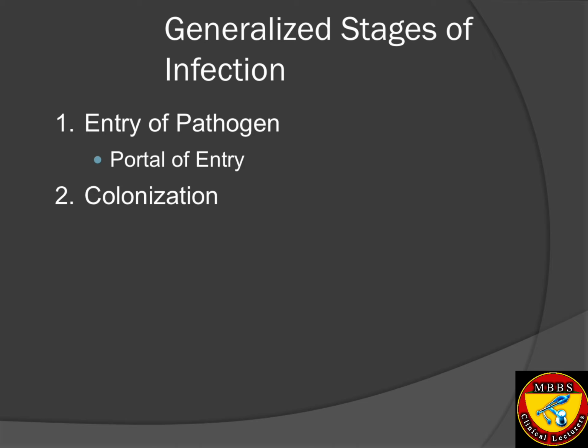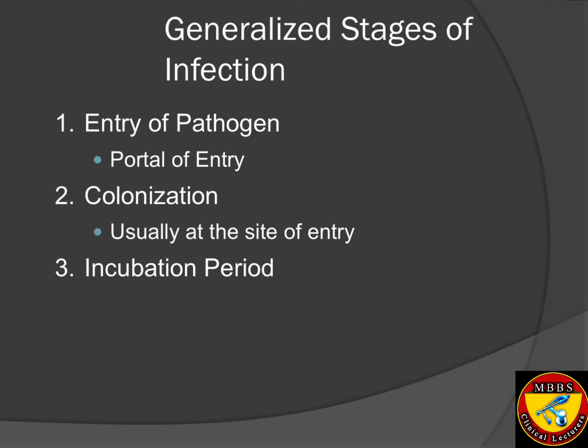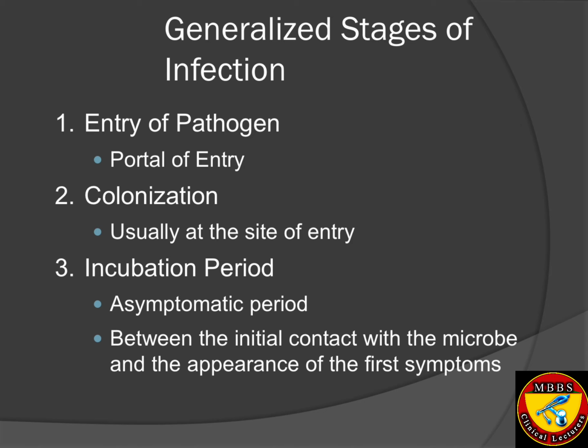Then it starts to colonize. It starts to multiply to live on that host surface. It is called colonization, and it is usually at the site of entry. Then there is an incubation period in which the bacteria keeps on multiplying and the patient does not have any symptoms or any clinical signs. So this is an asymptomatic period. The incubation period is between the initial contact when the microbe enters the body till the appearance of the first symptom.